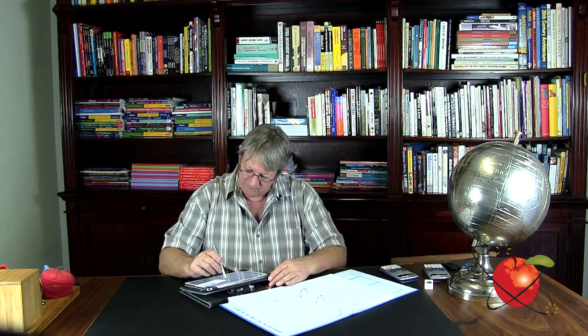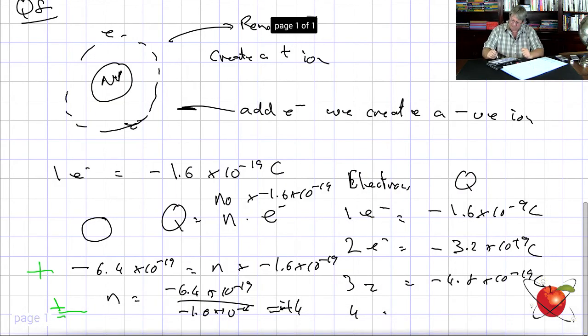So if we've created this, we've added 4 electrons. If they had said the charge is positive, N would have been plus 6.4 over minus 1.6, which gives us a minus, meaning we removed 4 electrons. But just logic it out if you're unsure of the plus and the minuses. We have added 4 because we've made it more negative.